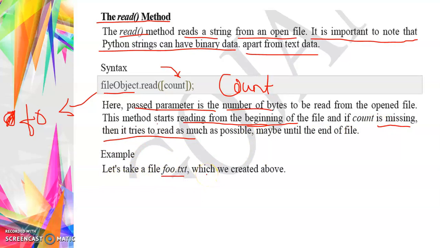Example: let us take a file foo.txt. We already wrote the content into the foo.txt file: Python is a great language. Oh, it's great. So that is the string statement, right? So the foo.txt file already has some content, and we have to read that content. So we are going to read the content of the given file foo.txt, which we created above, right?